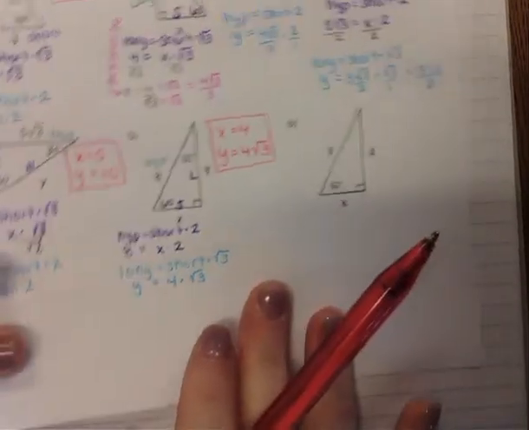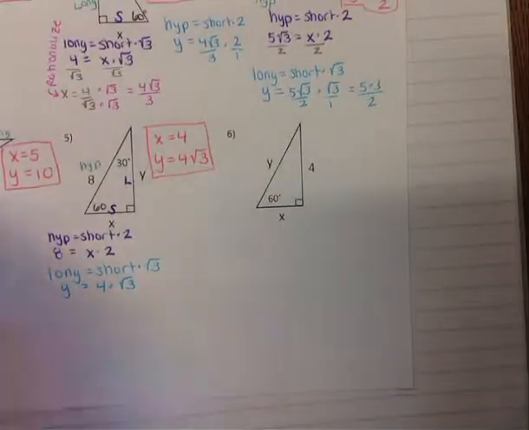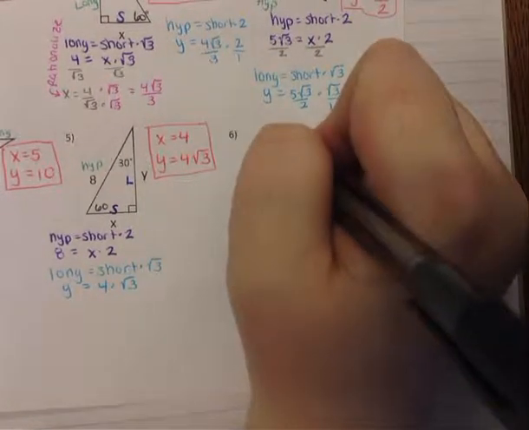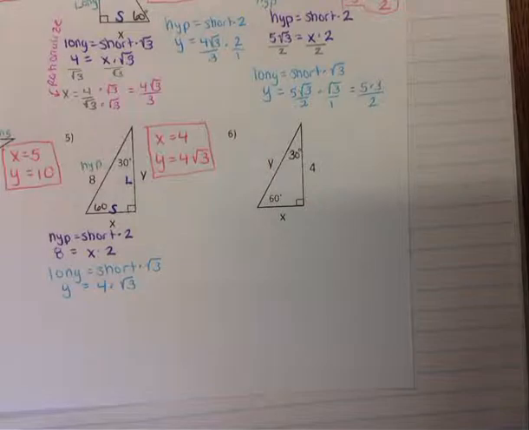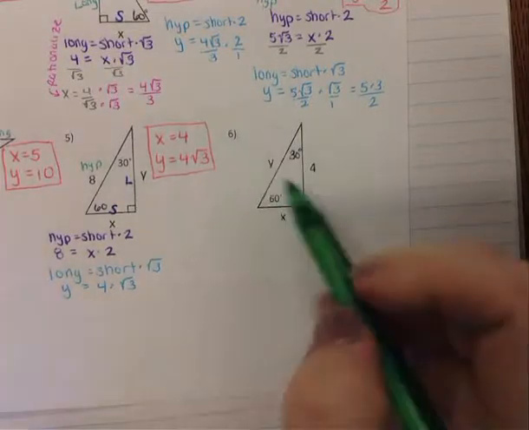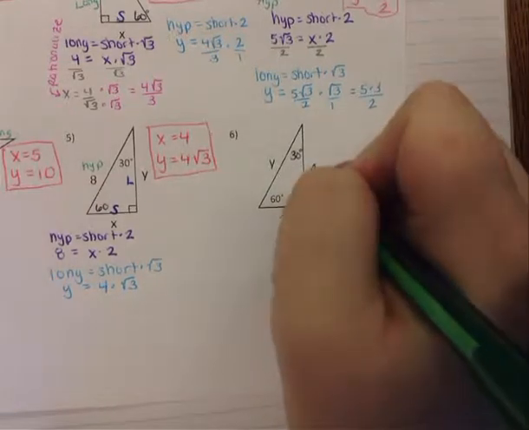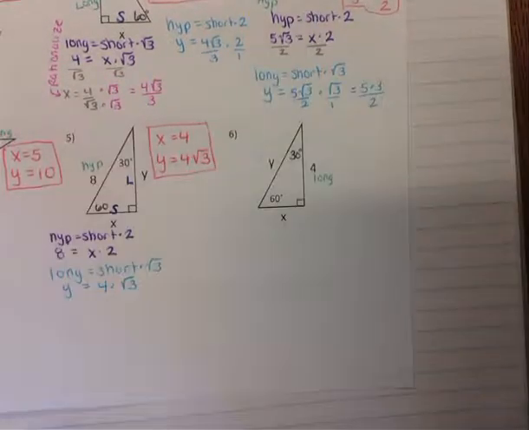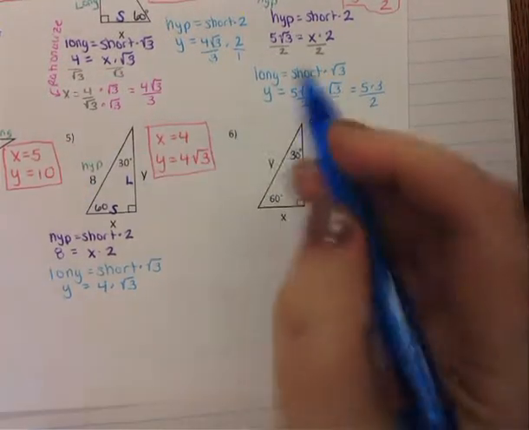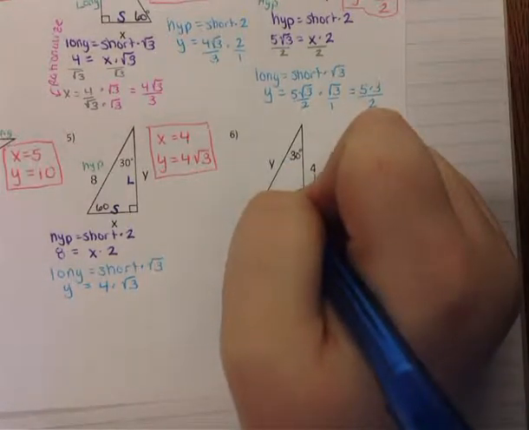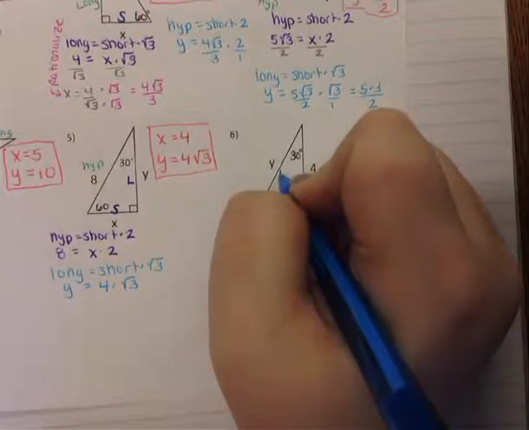So if you look at number 6, we have a 60 degree, 90, therefore we have to have a 30 degree. We label what we have. We have the 4 here, which is opposite the 60, so that means that this is your long leg. Opposite our 30 is our x, that's our short leg right here. And then we also have y as your hypotenuse.